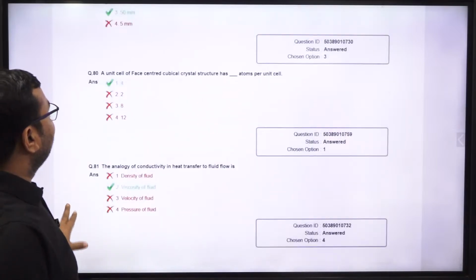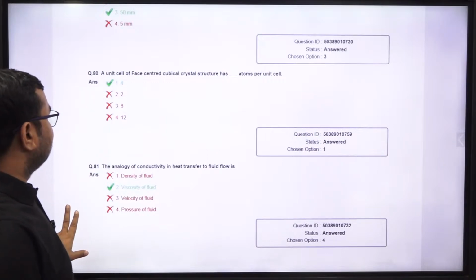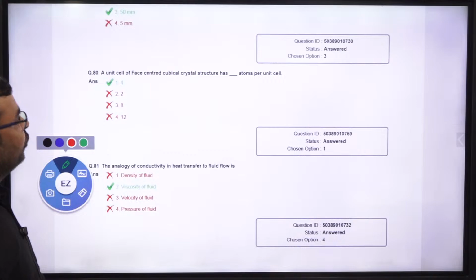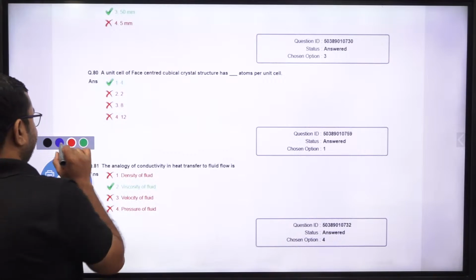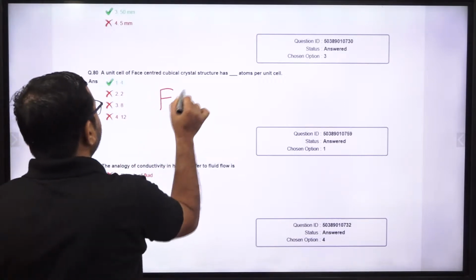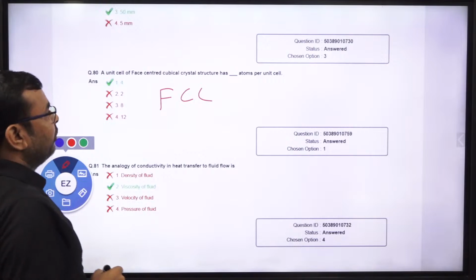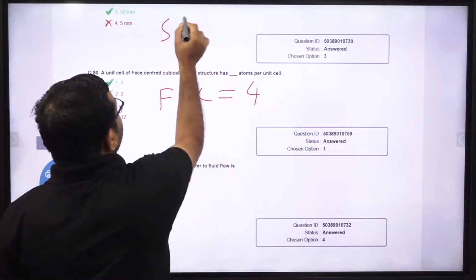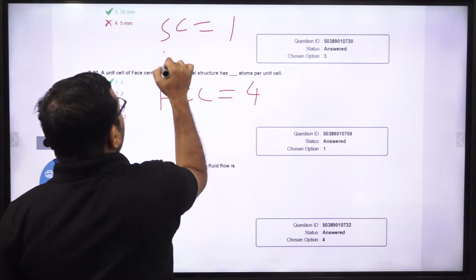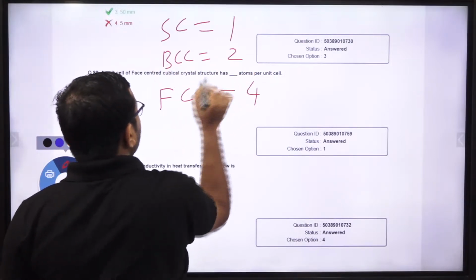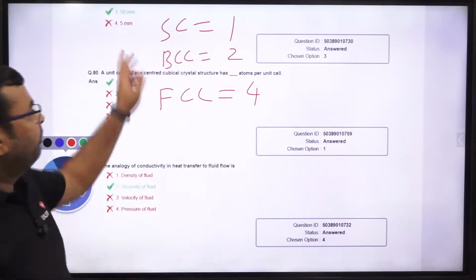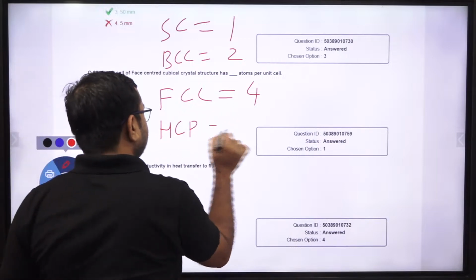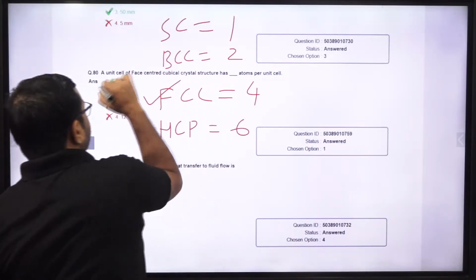A unit cell of face-centered cubic crystal structure, FCC, has how many atoms? Obviously here we have 4 atoms. You can see in simple cubic we have 1, in BCC we have 2, in FCC we have 4, and in HCP we have 6. So the correct answer is 4.